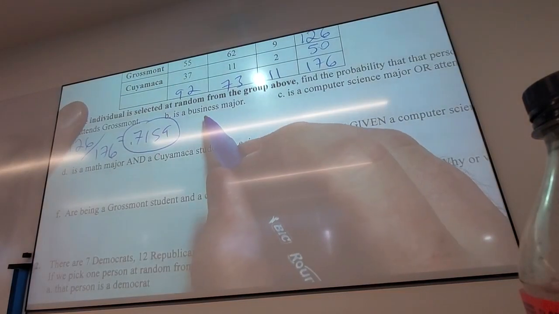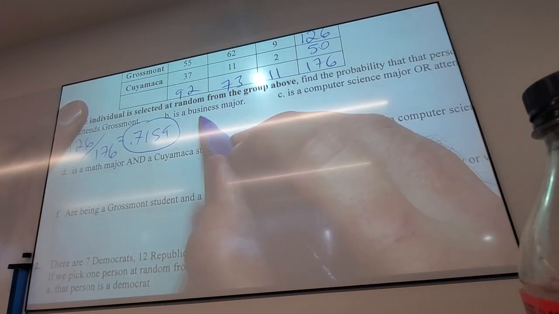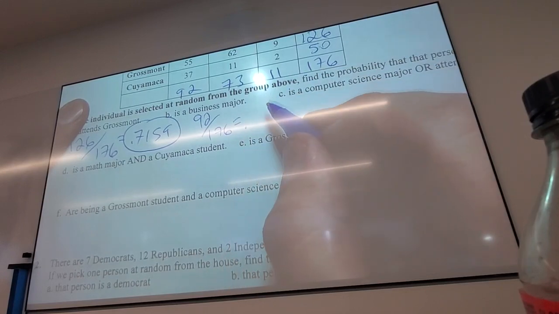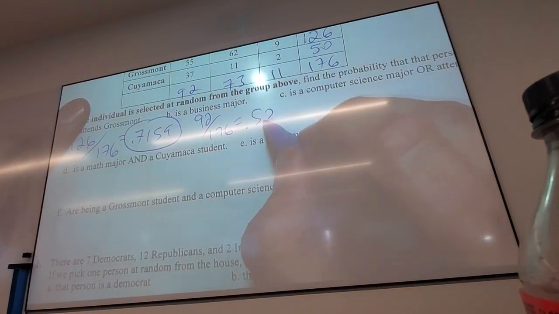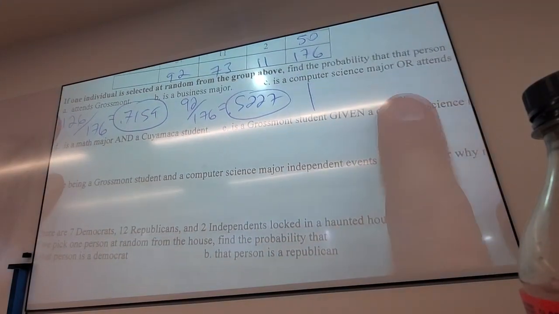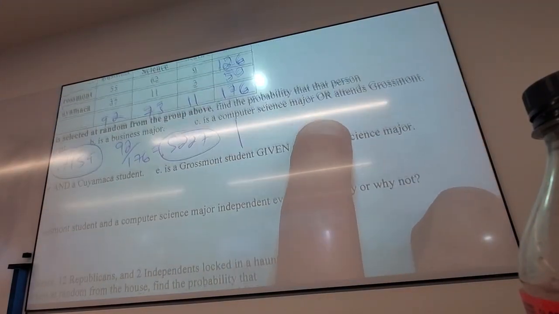Same problem you had, business major, equally easy. 92 over 176. 92 out of 176, and you get 0.5227. Is that what you guys got? Okay. Here's your first real challenge.